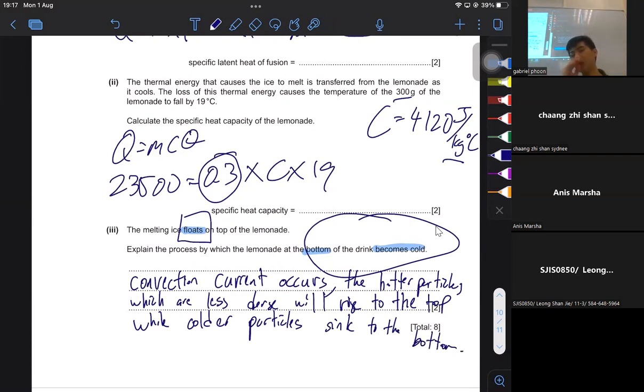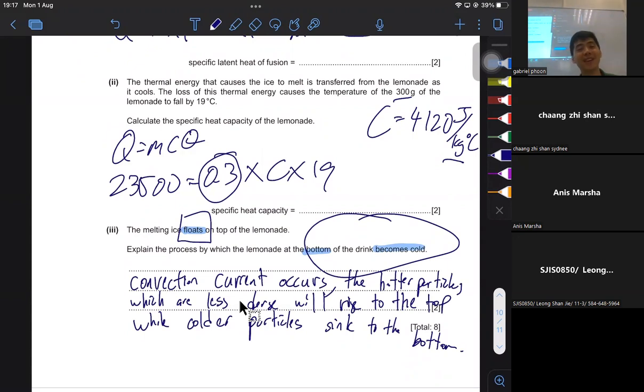Something along this line. It doesn't have to be word by word, guys. In fact, I think the mark scheme doesn't go word by word also. Convection happens and hot water rises while cold water sinks. Yeah, that's acceptable as well.